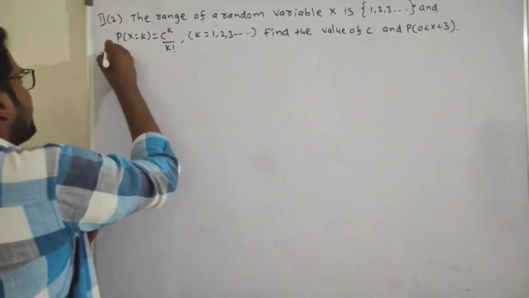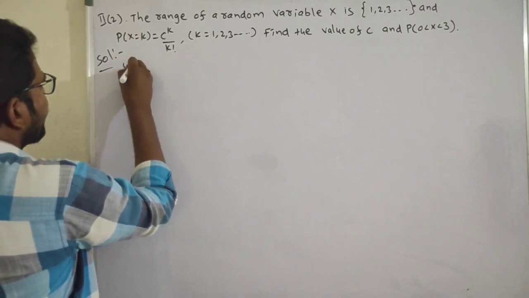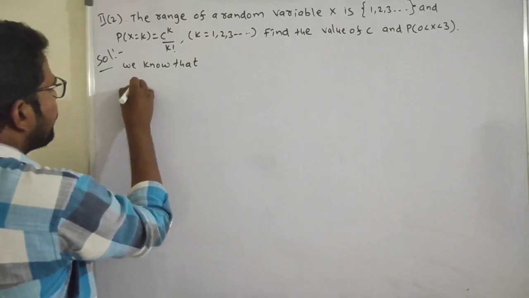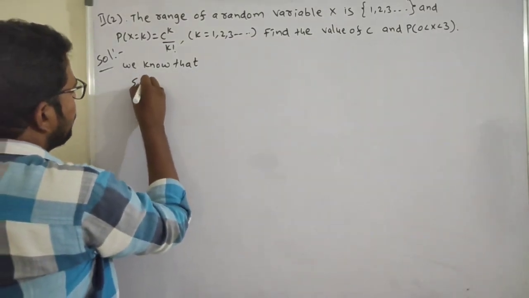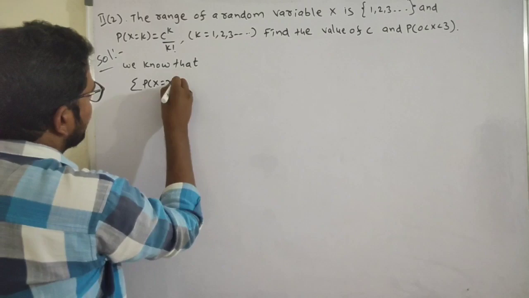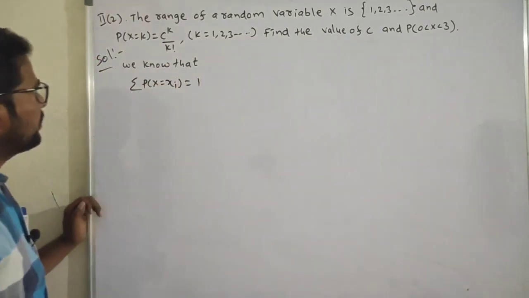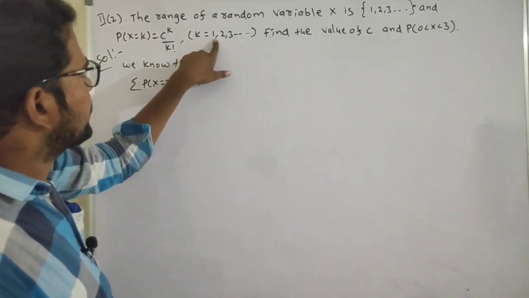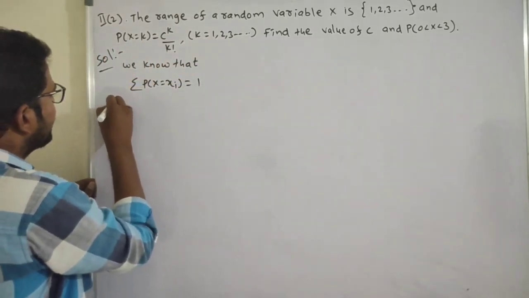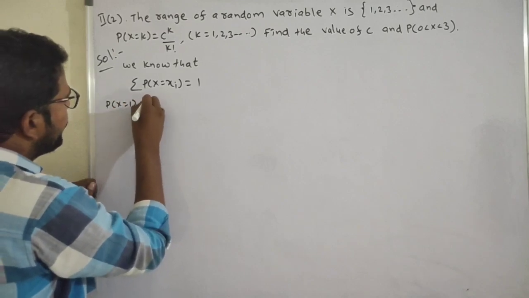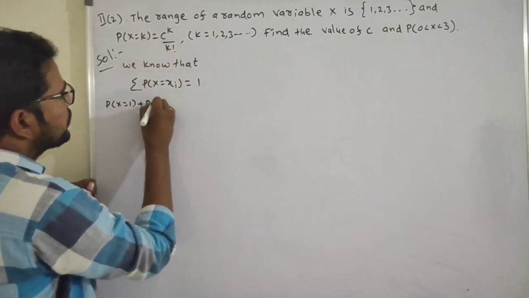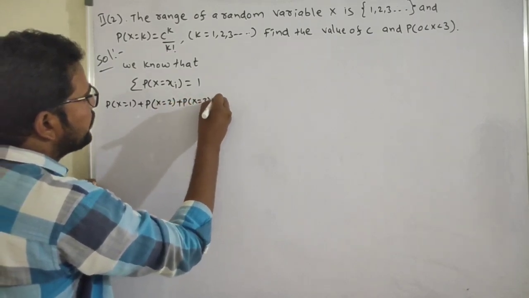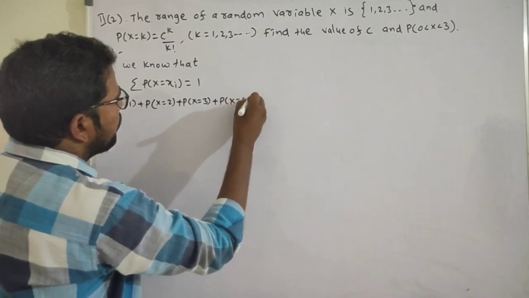So first we have to find the value of c. We know that the sum of all probabilities is equal to 1. Sigma P of x equal to xi is equal to 1. Here x equal to xi, k value is given. So what is k value? First take k equal to 1. So what we'll get? P of x equal to 1 plus, if we take k equal to 2, P of x equal to 2 plus P of x equal to 3 plus P of x equal to 4, and so on.